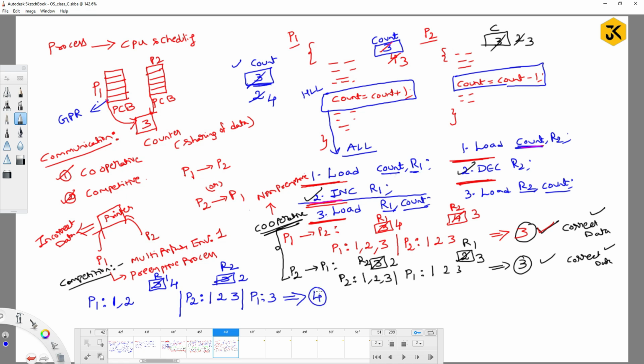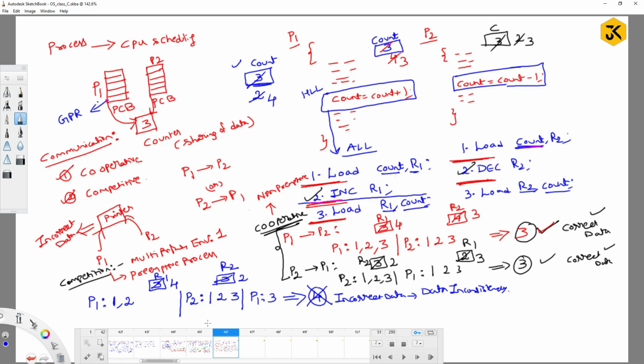No. We did one time increment, one time decrement. Again I have to get the same result only. But you got here as 4. Which means what? Incorrect data. I can say it as data inconsistency. Data inconsistency, right? This is not the only case.